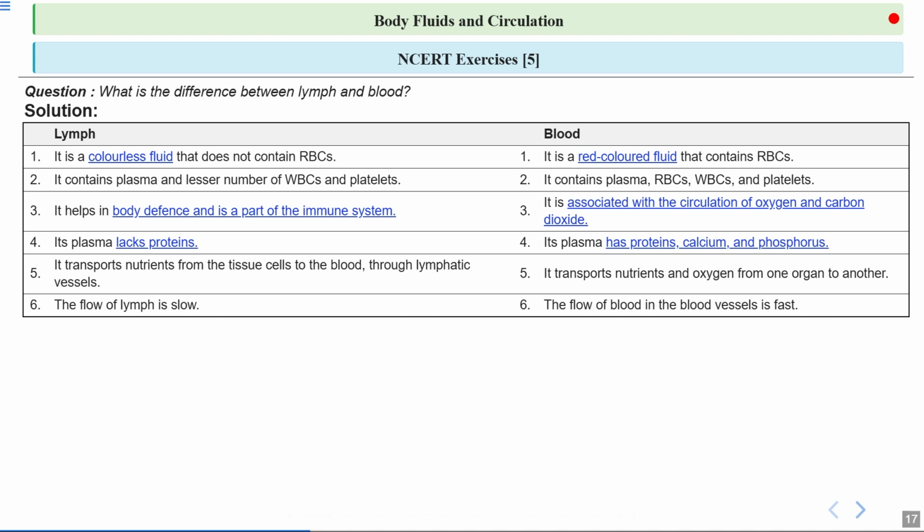Lymph transports nutrients from the tissue cells to the blood through the lymphatic vessels. Now blood transports nutrients and oxygen from one organ to another. Now the flow of lymph is slow, and the flow of blood in the blood vessels is fast.